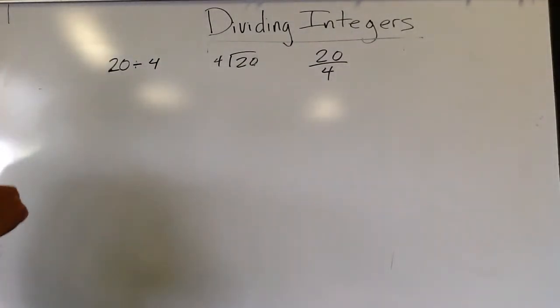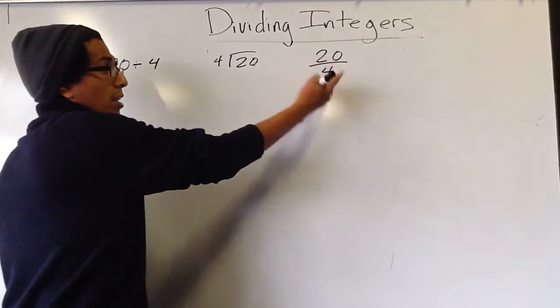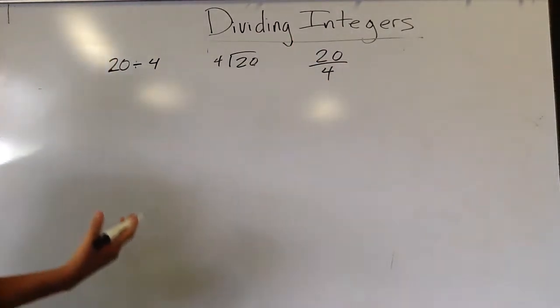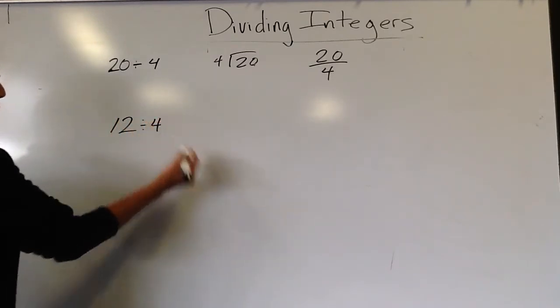And so here, especially in your homework, you're going to see it that way. And that literally means 20 divided by 4. But let's think about this. We know, let's take 12 divided by 4.